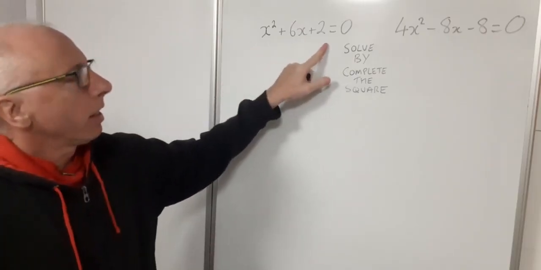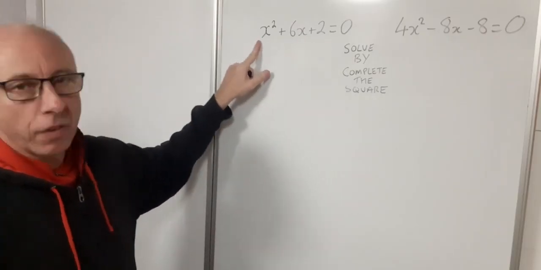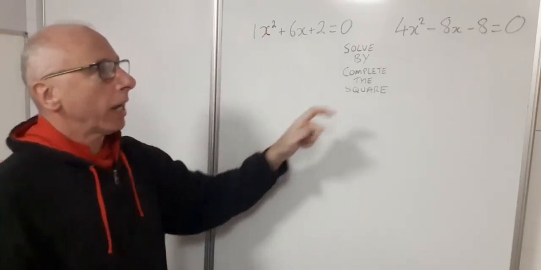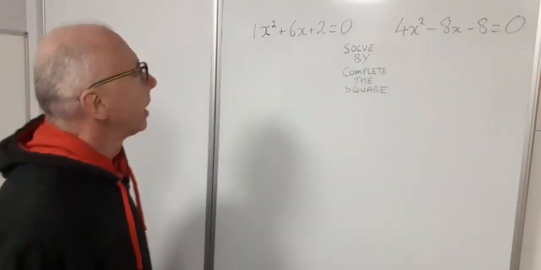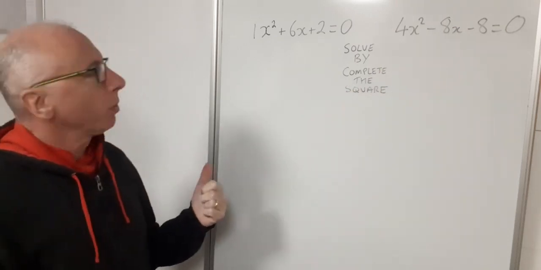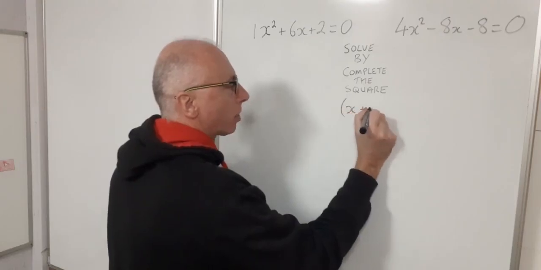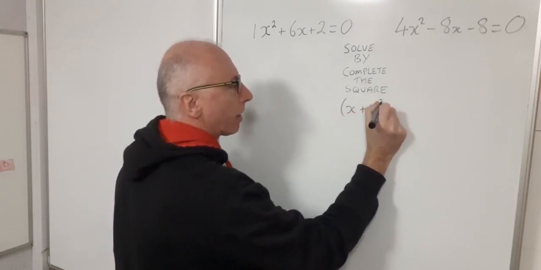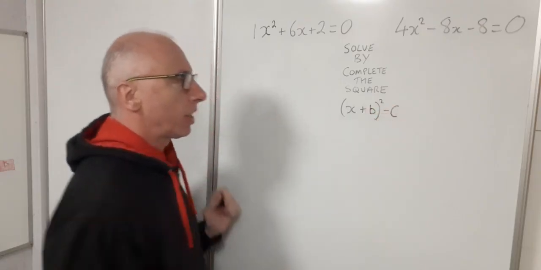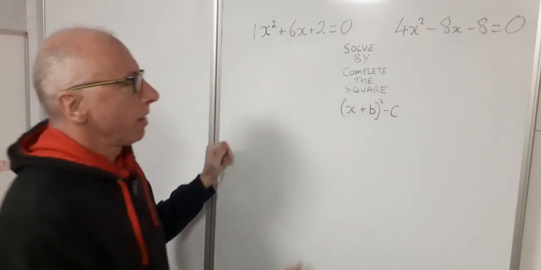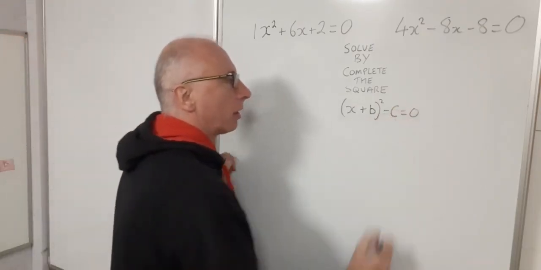So here, in this one, we notice the coefficient of x squared is 1, so this one is a slightly simpler case than this one here. What we want to try and do is get these in the format of x plus some constant, let's call it b, squared, minus some other constant c. That's the format we want to set this up to, and then set that equal to 0.